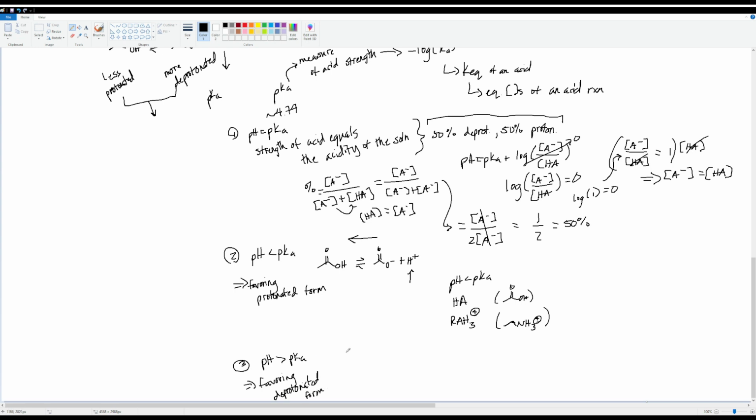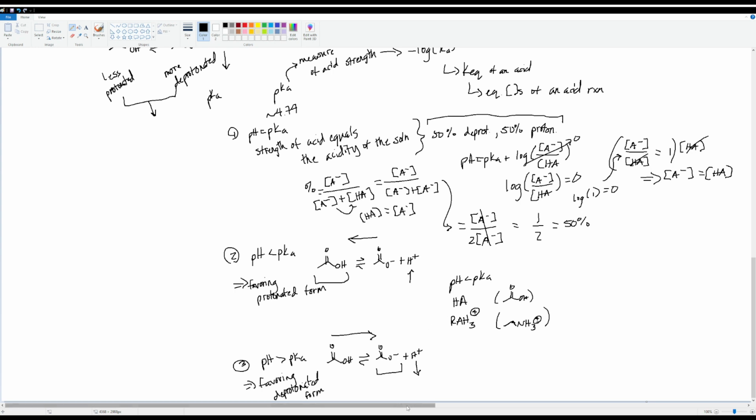So to show this, let's look back at our equation. We're having a greater pH than pKa, so from solution, we're decreasing our H plus concentration because we have a greater pH. So we're going to be shifting our reaction over, which means we're favoring our deprotonated form. That's why we're favoring our deprotonated form. It goes back to Le Chatelier's principle.